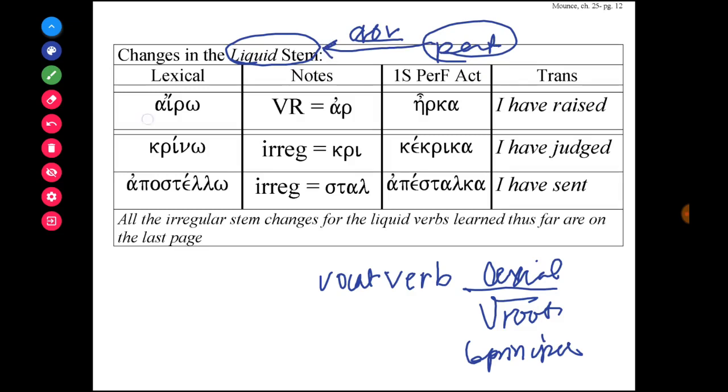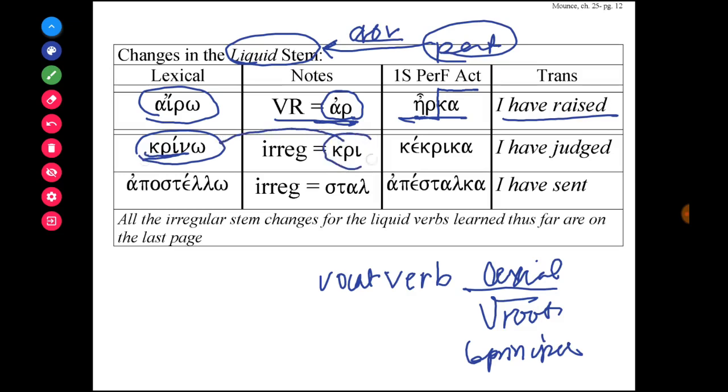So you might have airo, which means I take up. Now its verbal root is ar, and it's one of the few perfect tenses that has no stem change. So it just simply takes the verbal root. And so here's your reduplication. Here's the stem, add ka to it, and erka is I have raised. But look at krino. Its stem in the present tense is krin, but it's not going to use that. It's going to be kri. So here's reduplication, ke. Here's your perfect stem, kri, and then you add ka to it. So kekrika is I have judged.